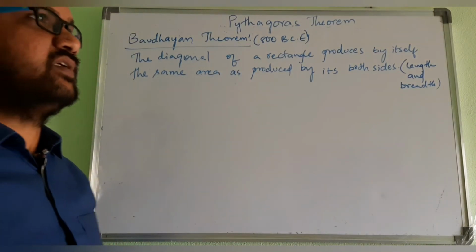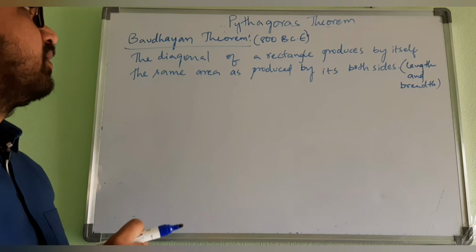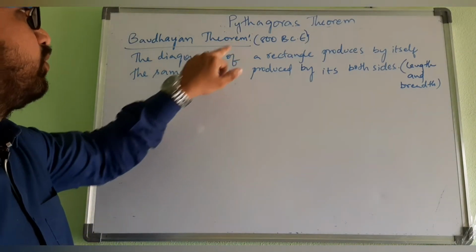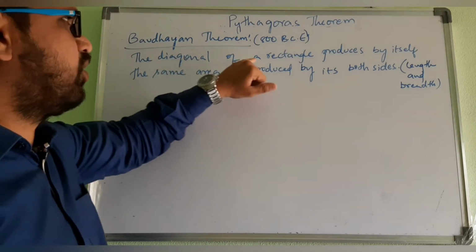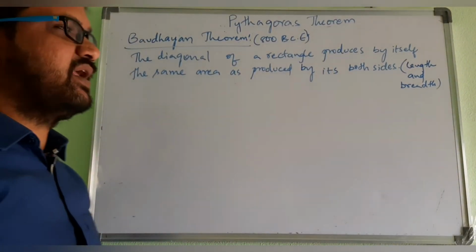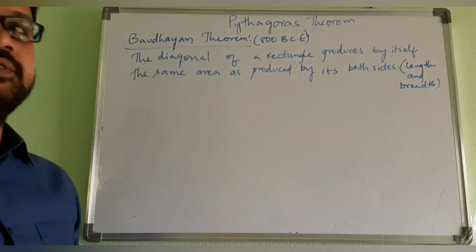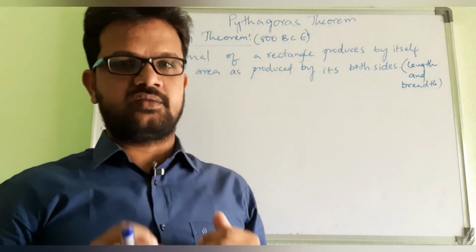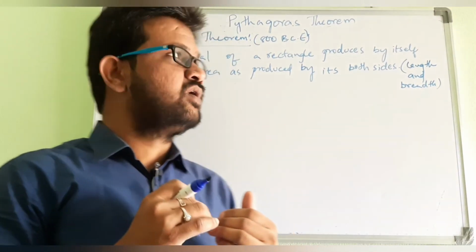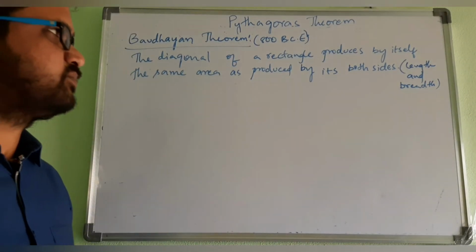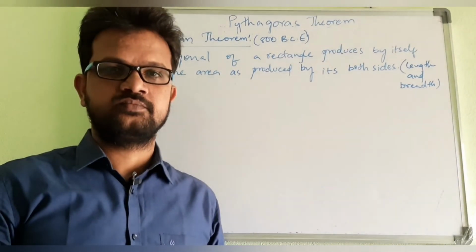So sometimes we refer to this theorem as the Baudhayana theorem. In State SSC, they once asked to give the statement of Baudhayana theorem. So we have to write this. What is the statement of Baudhayana theorem? The diagonal of a rectangle produces by itself the same area as produced by both its sides. What are the two sides in a rectangle? Length and breadth. So when they ask to prove the Pythagoras theorem or Baudhayana theorem, you can write this. Okay, note down this.